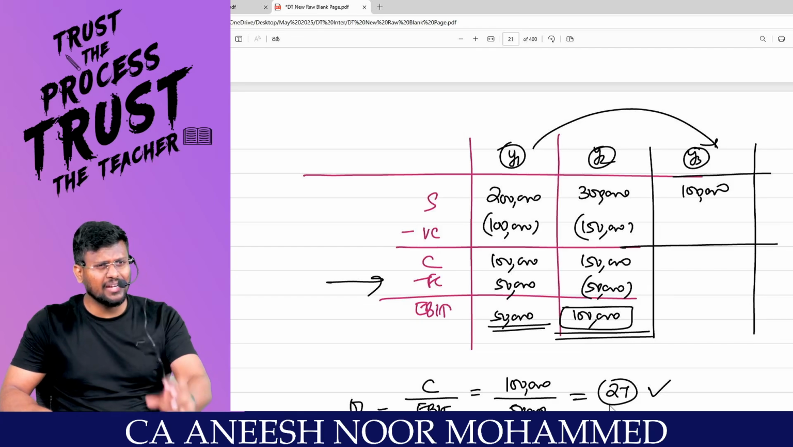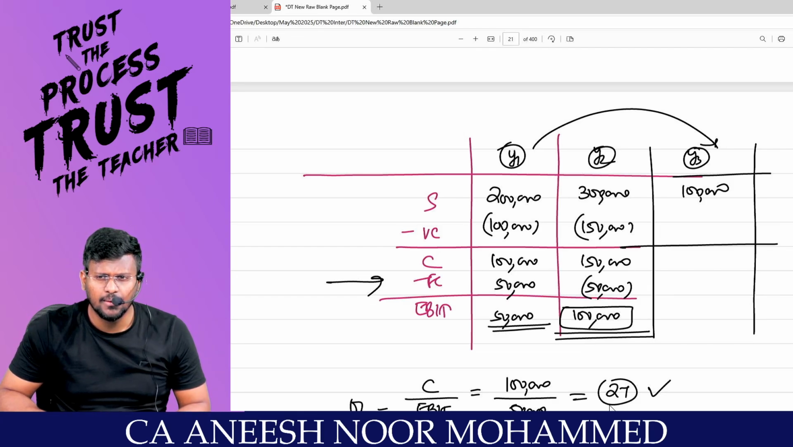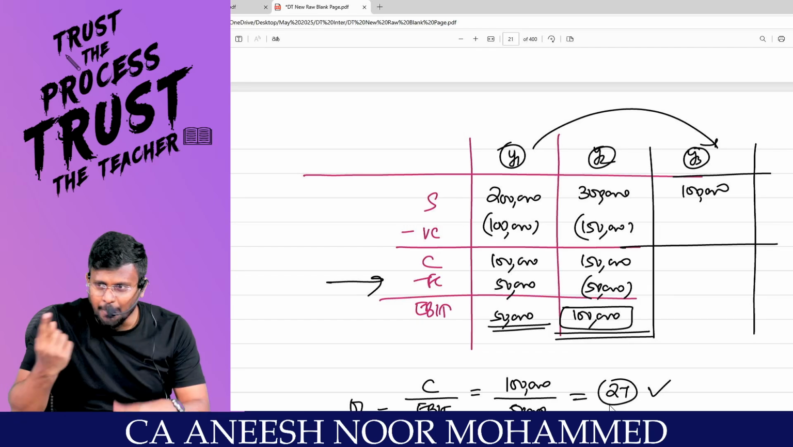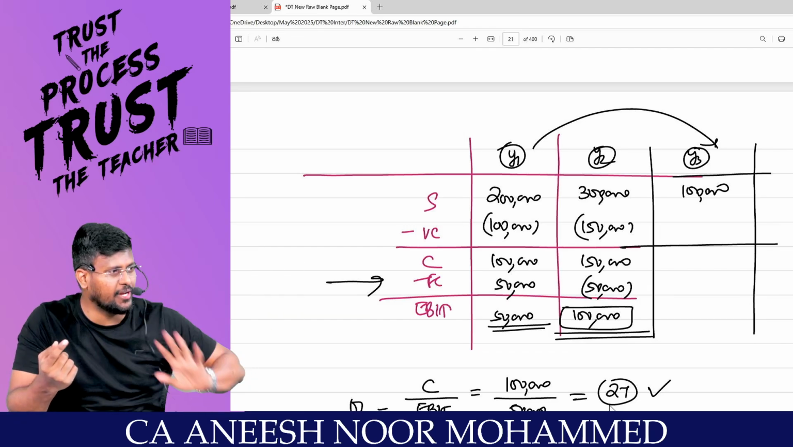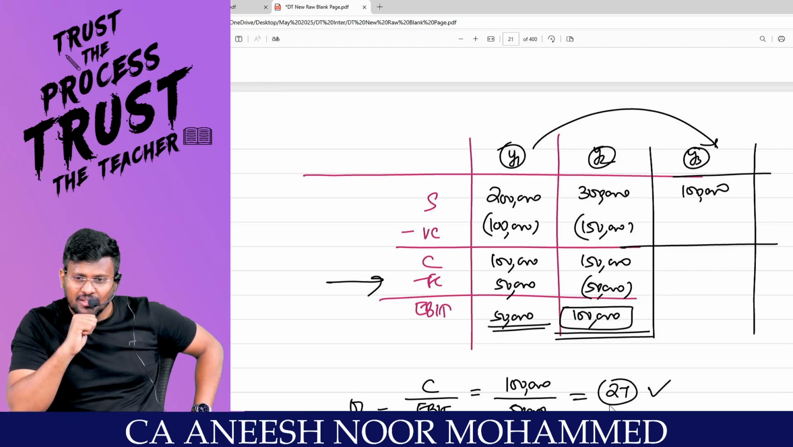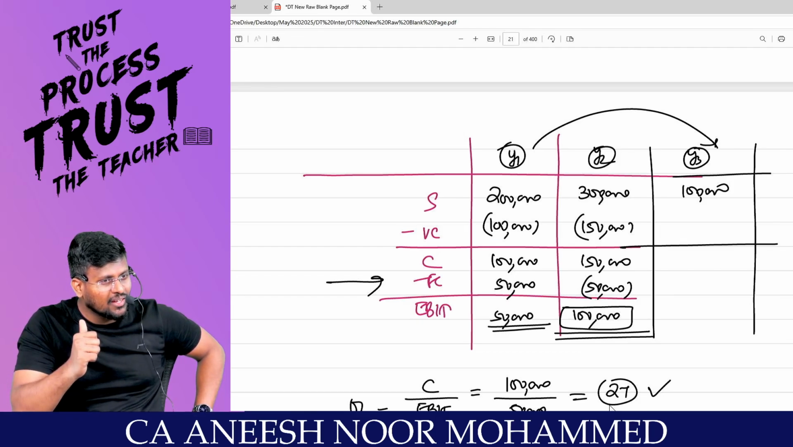What is the operating leverage degree of your company? 2 times. What does it mean? 1% change in sales will lead to 2% change in EBIT. Comfortable? Sales changed. How much percent? How will you find out?